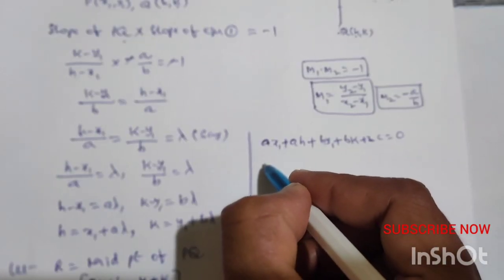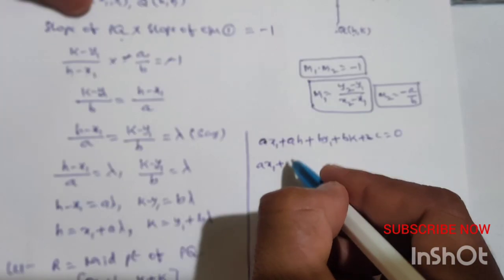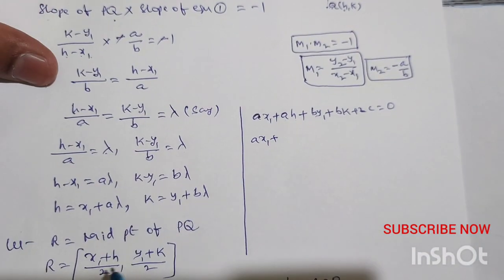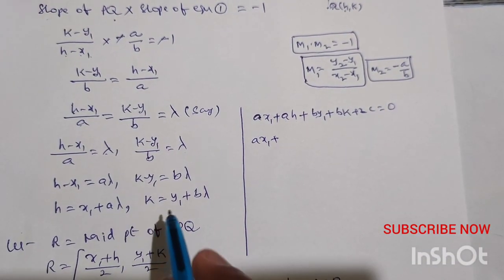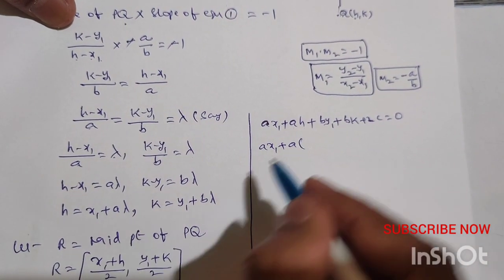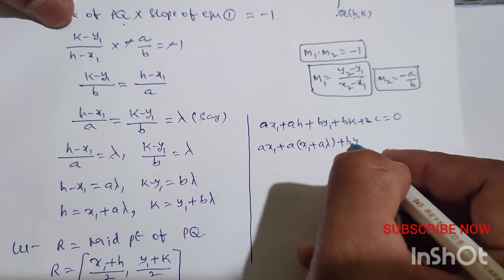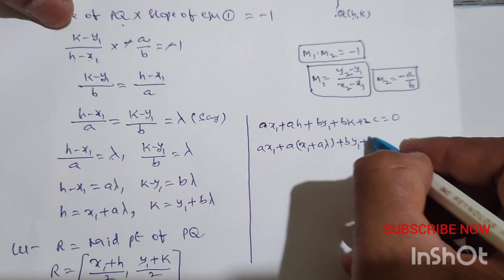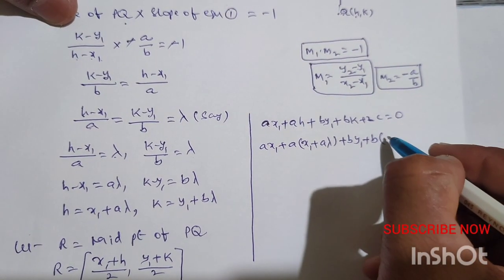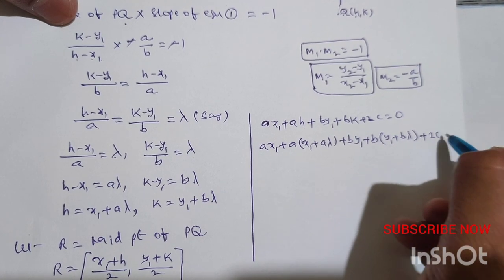Now ax1 plus a into h, here h is equals x1 plus a lambda. So now substitute h equal to x1 plus a lambda: x1 plus a lambda plus b into y1 plus b lambda, where k is equals y1 plus b lambda, plus 2c equals to 0.